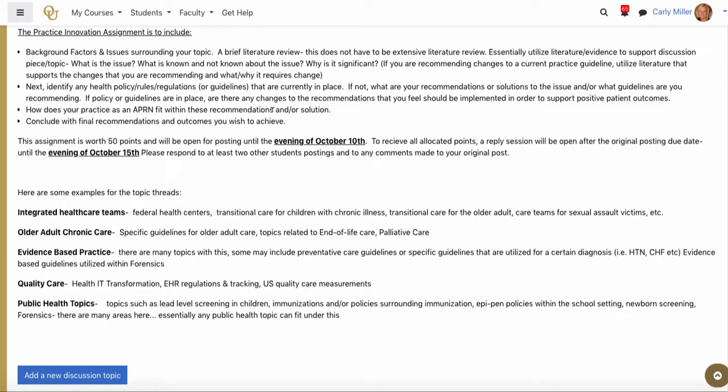EpiPen policies within the school setting, newborn screening and how it's done, forensics, there's tons of ideas here. But basically any public health topic can fit under this. So if it's related to populations, you could probably just put it under public health. So that's what this assignment is for, our Module 2.